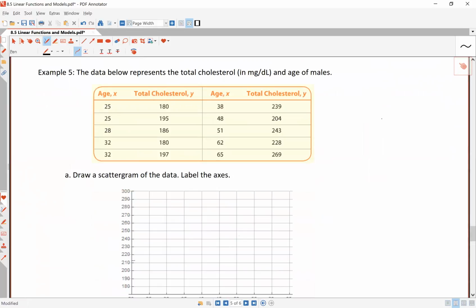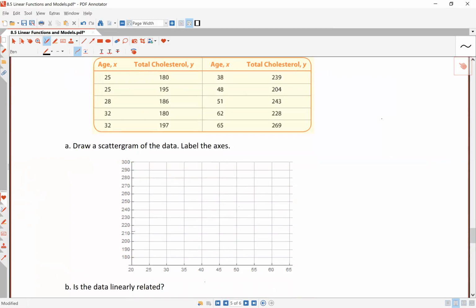Example 5, we will examine if this data are linearly related. The data below represent the total cholesterol in milligrams per deciliter and age of males. The age of the person is x, and y is the total cholesterol in milligrams per deciliter.